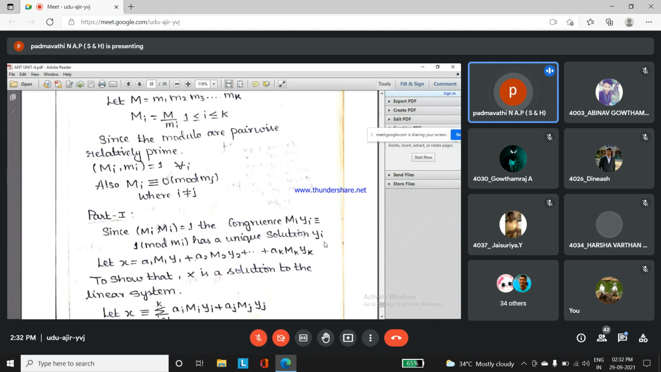Screen is visible ma? மேல பார்த்தே சொல்லிரலாம். Capital M1, M2 ல என்னதுமா? Same M1, M2, etc. capital Mk is nothing but the general formula. We know that Mi is equal to capital M divided by small mi. Okay, small mi ingiradu enama? Students, small mi mod value ma'am. Mod value is my good.